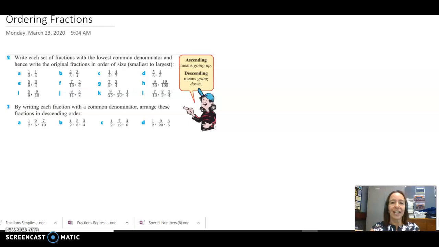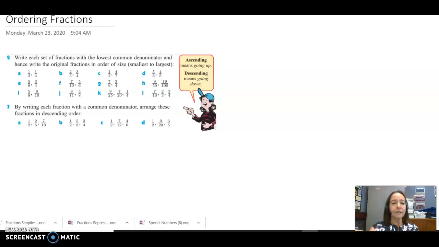Today in class we are looking at ordering fractions. So if you have a look at question 2a, we've got a half and a quarter, and I want to know which one is the biggest. Well, it's very hard to tell which is the biggest when they have different denominators. So if we make them into the same denominator, we'll be able to see which one is bigger and which one is smaller. They have said we need to write them from smallest to largest, so ascending order.